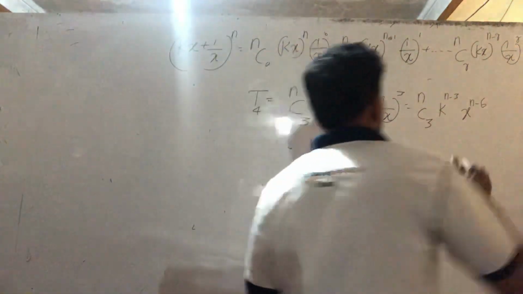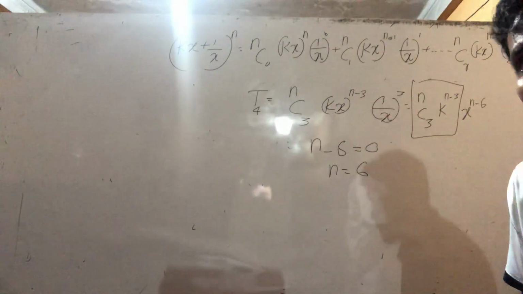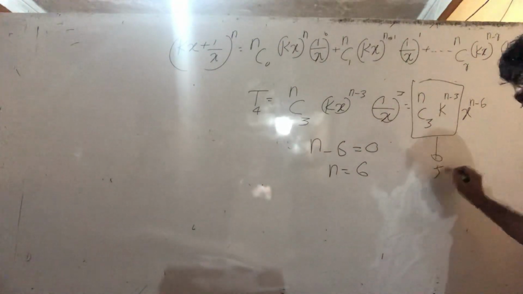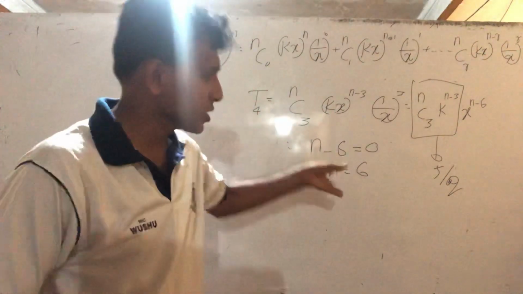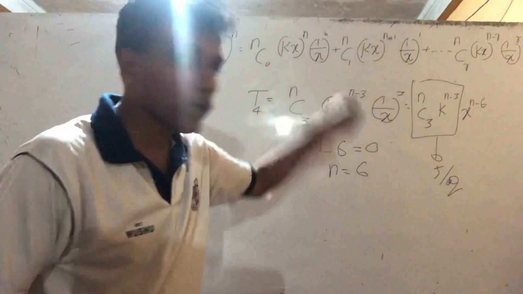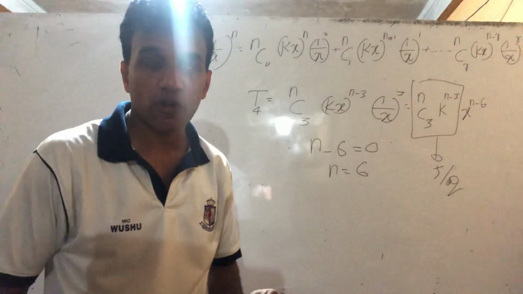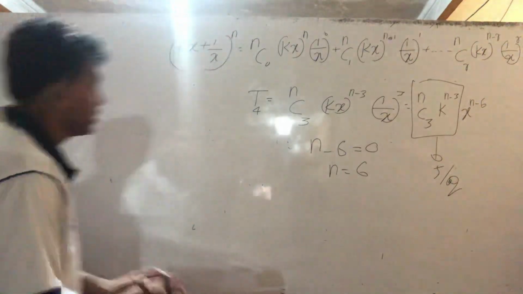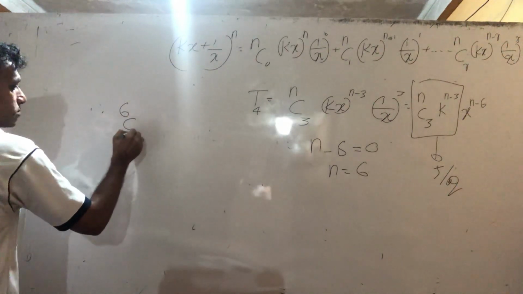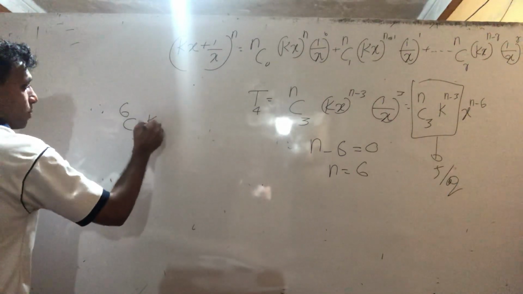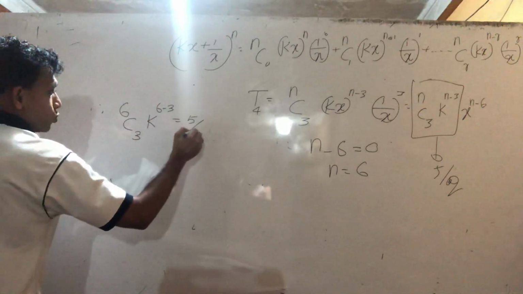Now you see this part, what is the value? There's no x in the fourth term. This is 5 over 2. The fourth term is a constant, so make that equal to 5 over 2. If you have good knowledge of the definition and formula of nCr, you can find the answer. Therefore, n is 6, 6C3 k to the power 6 minus 3 is 5 over 2.